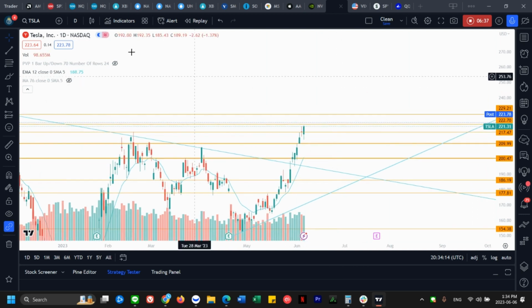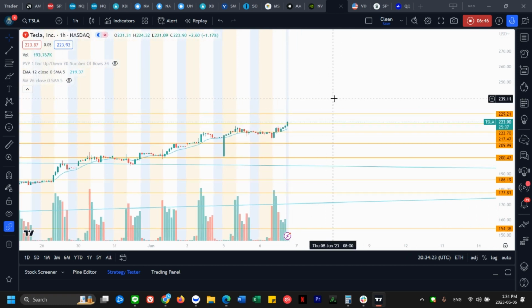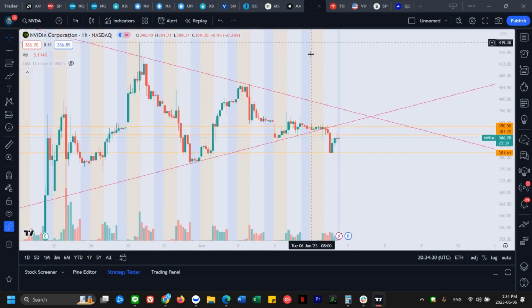So we need an initial hourly downtrend for anything to even happen. And right now, everything is still in an uptrend and everything's intact. So no signs of that. If I do see signs of bears, I will definitely let you guys know. But at the moment, there isn't. And let's go to Nvidia.